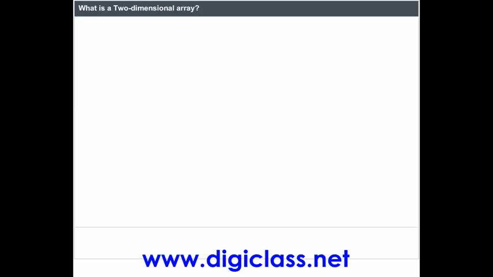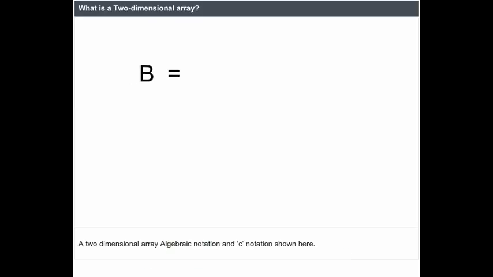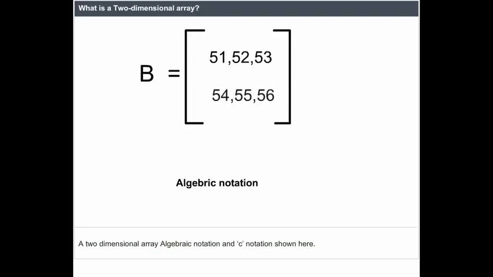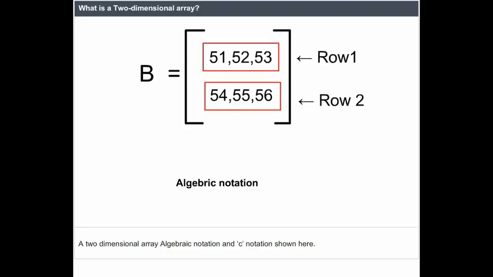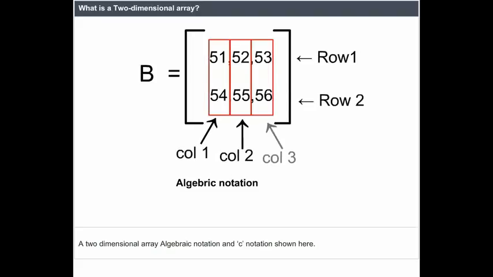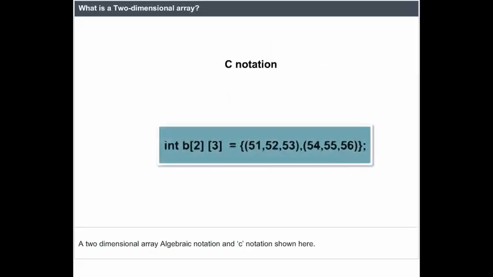What is a two-dimensional array? A two-dimensional array algebraic notation and C notation shown here.